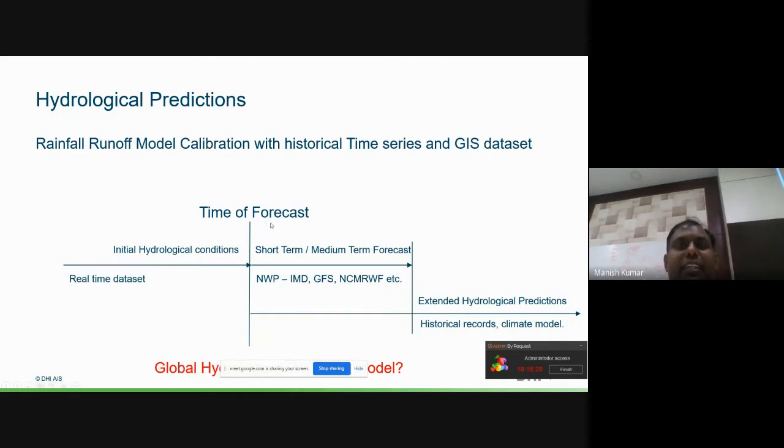So there is a difference between forecast and prediction. Forecast normally we say when we are using some quantitative precipitation to generate the runoff. So it's more a sort of dependable kind of thing. Prediction is more like if you are using some historical information and generating some information from there.